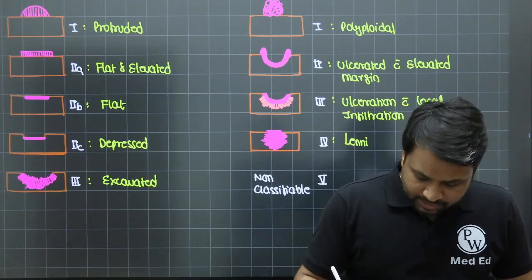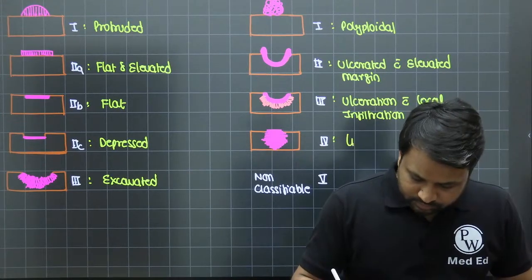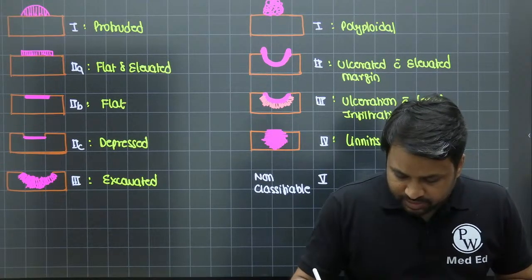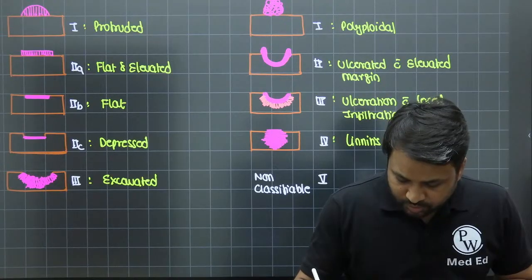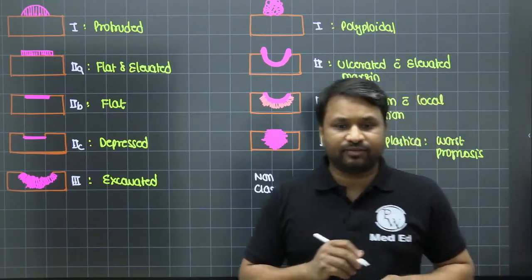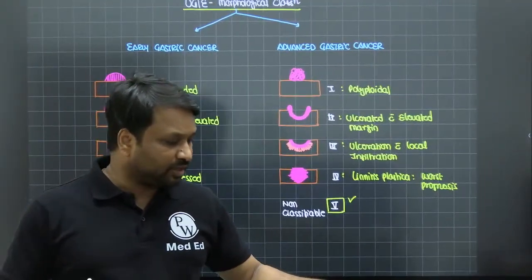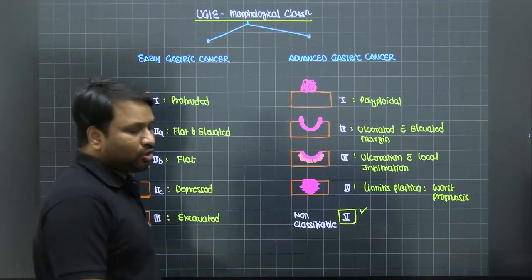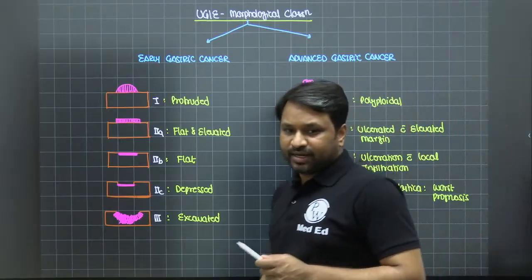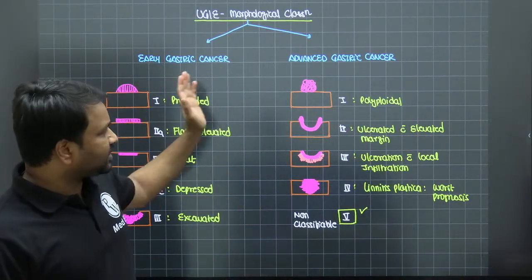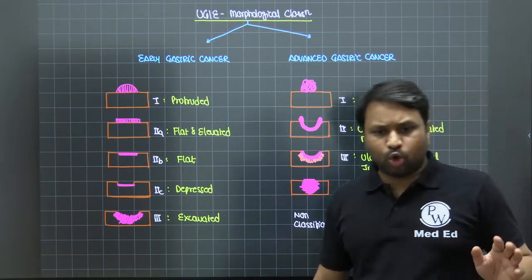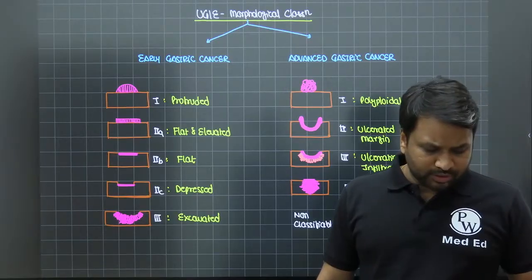In fact, linitis plastica is the one which is associated with the worst prognosis. Now, if a lesion does not qualify in any of the above, it will become type 5, which is considered non-classifiable. Okay. So this is based upon the upper GI endoscopy and on the basis of early gastric cancer and advanced gastric cancer.